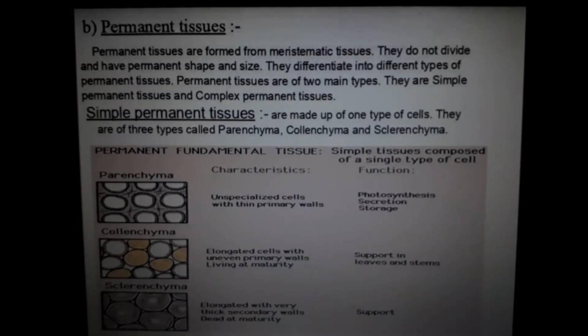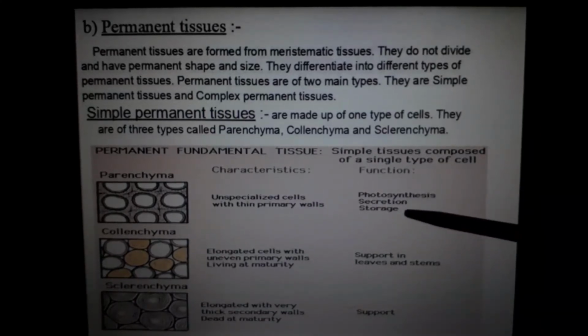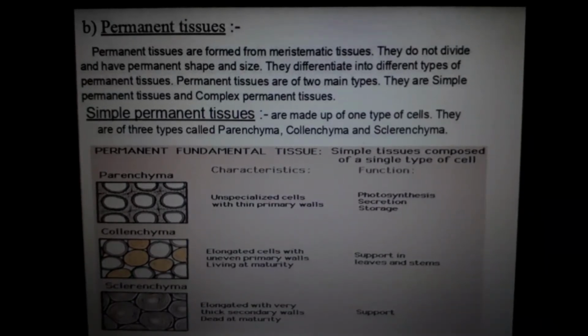Basically their function is to do the internal work of a plant. Understand? Like secretion, storage and photosynthesis. You studied about photosynthesis. Secretion: some plants produce lots of secretion inside them, for example latex from the rubber tree. Have you seen it? Some types of secretions come out of the trees. That secretion is stored inside this parenchyma.